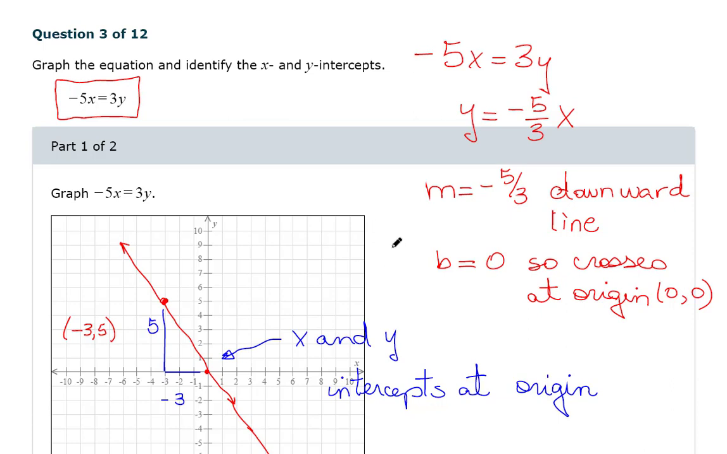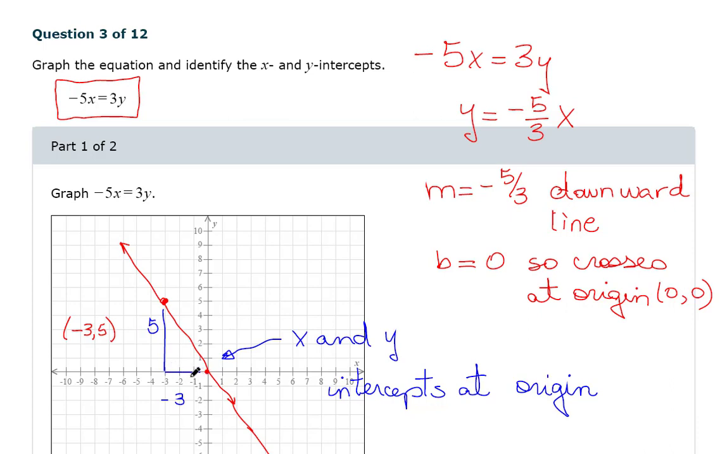Let's see, going down. The slope is the y on the top, x on the bottom. So you see here, if we're going down, this point here on the graph is over 3 and up by 5, giving me that this slope is a minus 5/3.